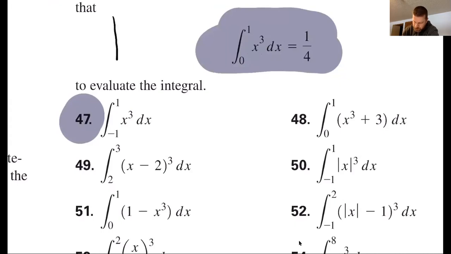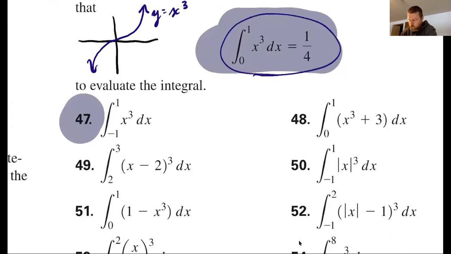I know x cubed looks like this. This part here is telling me that the integral from 0 to 1 is 1/4. So if I find the integral from 0 to 1, it's going to give me this area here, and that area is equal to 1/4. Problem 47 is asking me to find the integral from -1 to 1. Since this is symmetrical, from -1 to 1 is going to be this area in red plus that area on the right, which is in blue now, but I'm going to change it to green. If I add those 2 areas up, that should be the total value for this integral.